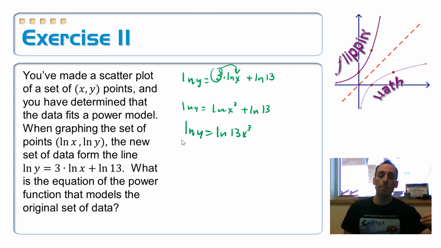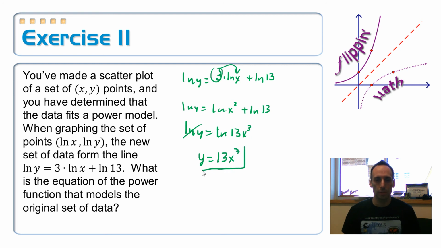They have the same logarithmic base, so what I'm taking the log of must be the same. So basically those cancel out. Y is equal to 13x to the third. So from the original equation here, this 3, that's the slope, that becomes the exponent. Very interesting. Okay, so in the next one we're going to do some more scatter plotting and some more regression.